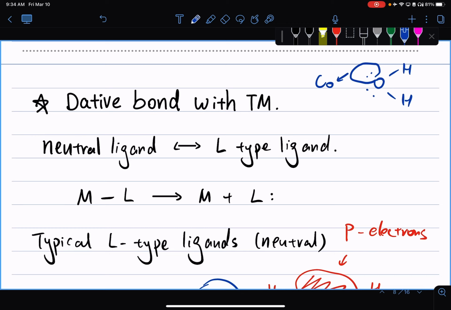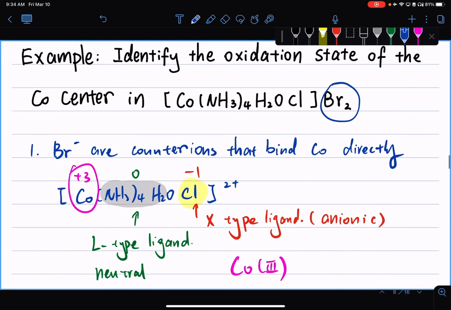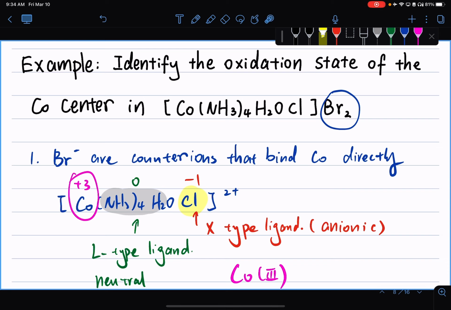Yes? How did you know that the charge of the complex was 2 exactly? That comes from the two counter ions here. We have two counter ions, both of them are halogens, so that goes to 2 minus. All right.